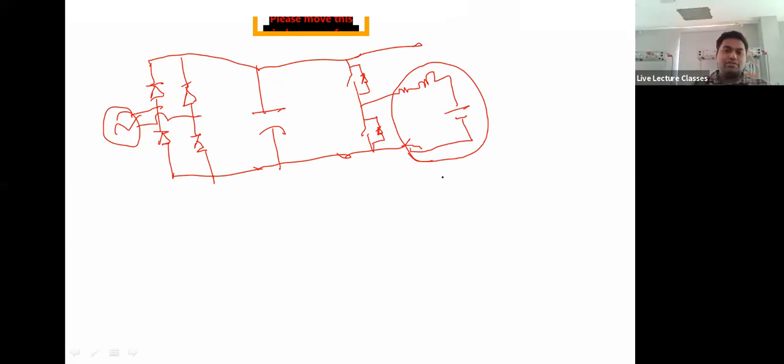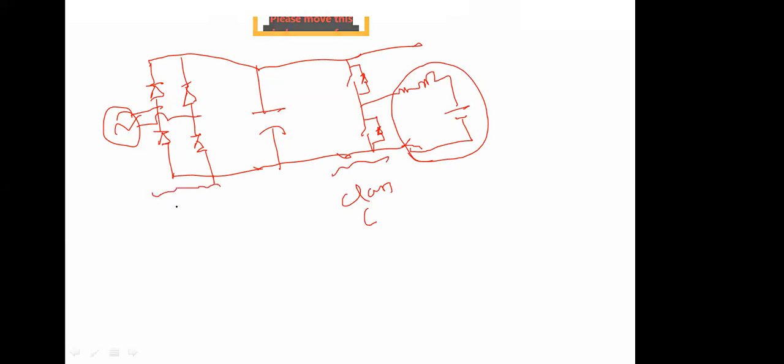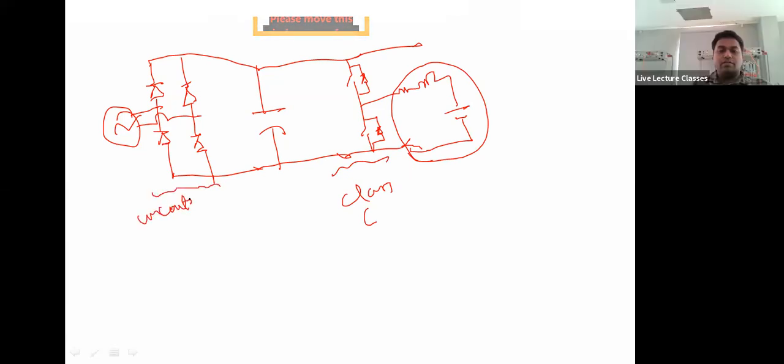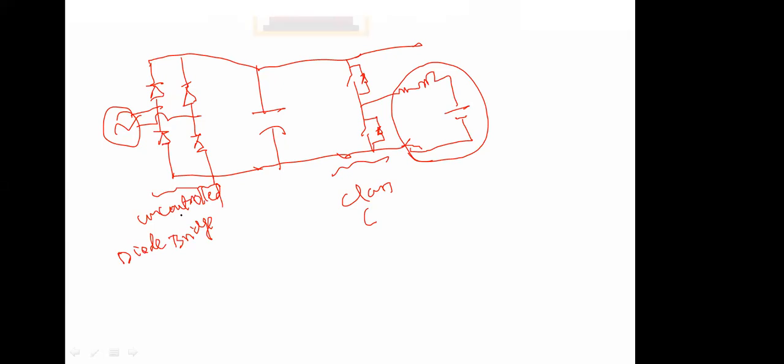So is this configuration good? This is a class C chopper, right? And this is an uncontrolled diode bridge. Yes, sir.